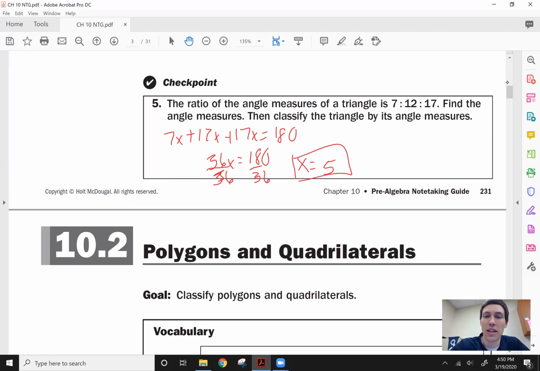And it says classify it. So 7 times 5, 12 times 5, 17 times 5. 7 times 5 is 35. 12 times 5 is 60. And 17 times 5 is 85. So in this case, they're all less than 90, so this is an acute triangle as well.